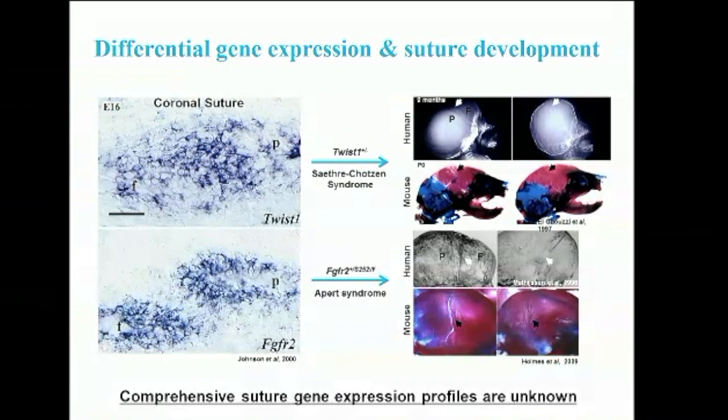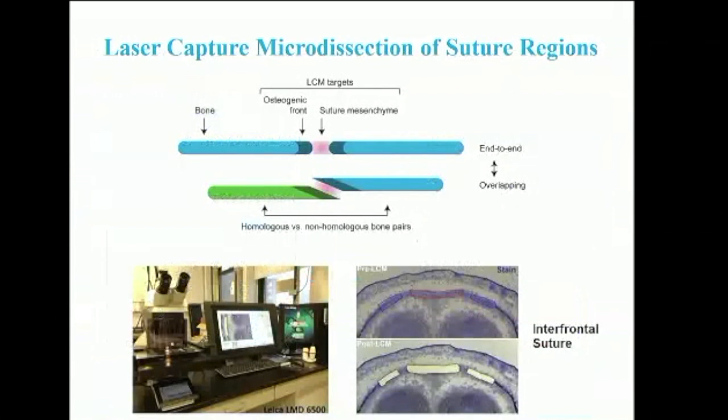Knowing these patterns of differential expression across space and time for craniofacial sutures is very important, but a comprehensive profiling of these sutures hasn't been done. This is something that we are trying to rectify in our project. So what we are doing is using laser capture microdissection to dissect both the osteogenic front and the suture mesenchyme from up to 11 major craniofacial sutures.